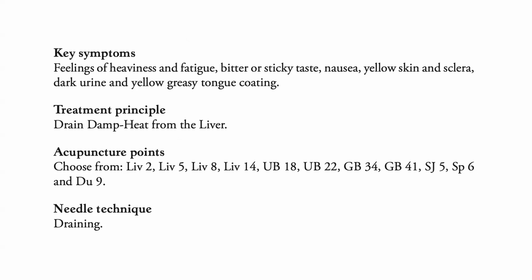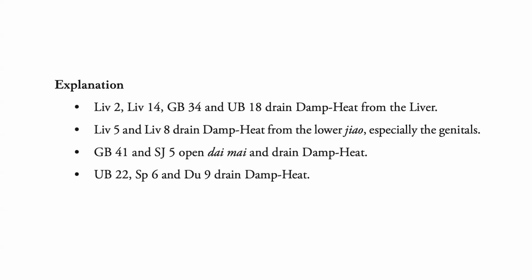Acupuncture points we choose from: Liver 2, 5, 8, 14, Bladder 18, 22, GB 34, 41, SJ 5, Spleen 6 and 9. The technique is draining. Liver 2, 14, GB 34, and Bladder 18 drain damp heat from the liver. Liver 5 and 8 drain damp heat from the lower jiao, especially the genitals. GB 41 and Sanjiao 5 open the Shaoyang and drain damp heat. Bladder 22, Spleen 6, and 9 drain damp heat.